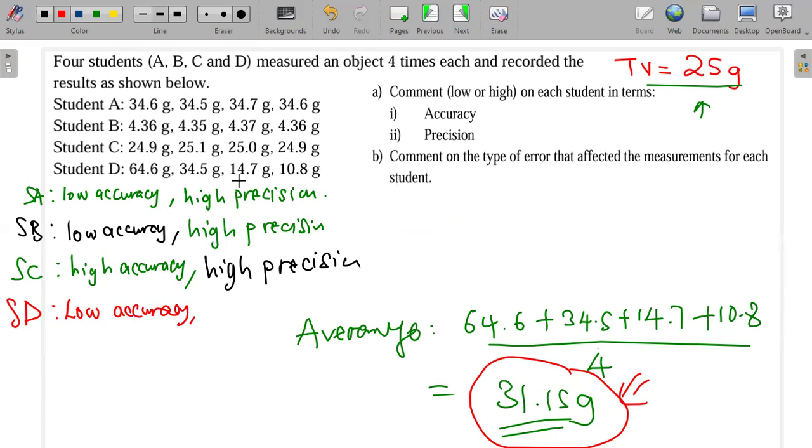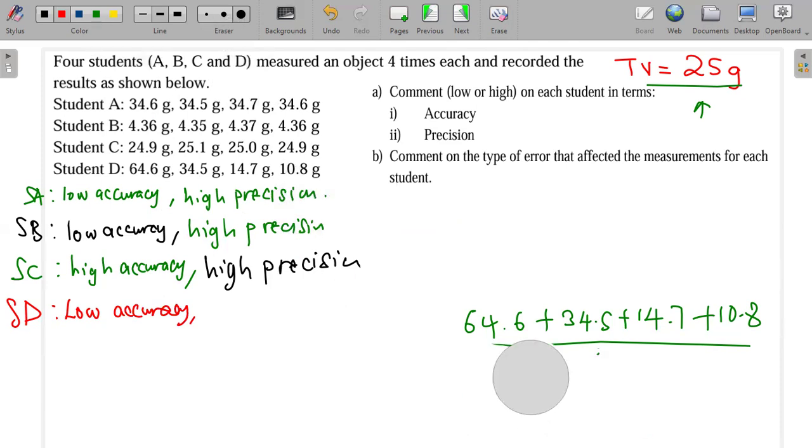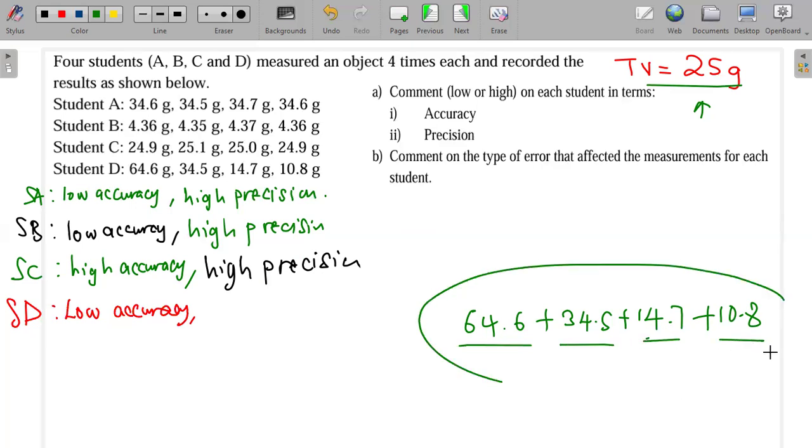Okay, what about the precision? For the precision, we check the individual measurements. How close are they to each other? Here we can see that we have 64 point something, 34, 14, and 10. All these measurements are not close to each other. Okay, they keep on jumping. They're just random. So we're going to say we have a very low what? Precision.